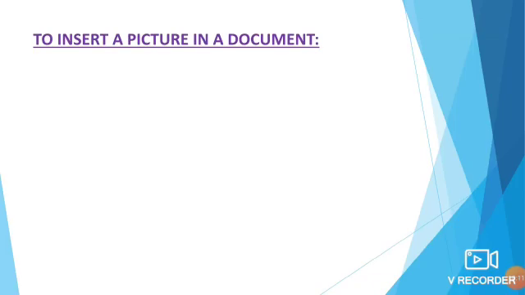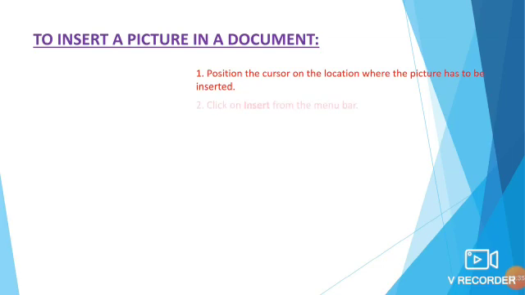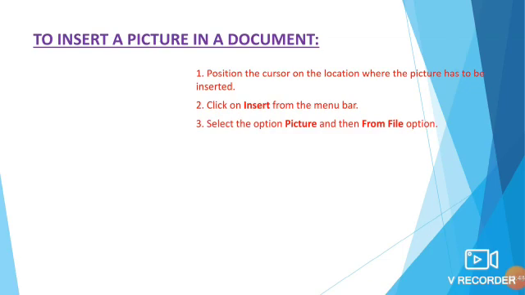Okay, then we can also insert a picture in your document. Okay, for example, this belongs to running race. You can keep the image like a boy running, okay, like that and all. So for that you have to insert picture. So where you can get this option means you have to position the cursor on the location where the picture has to be inserted. You have to click insert option from the menu bar. Okay, then you have to select the option picture, from picture, and then from file options.